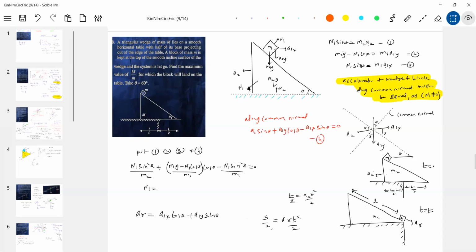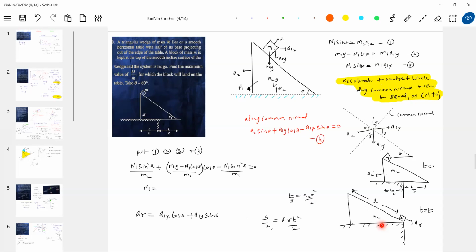So we'll do one thing. First, you get the N1. After getting N1, substitute here 1, 2, 3. Then you'll get A2, A1y, and A1x. Then calculate the time taken by the edge of the wedge to come to this position.